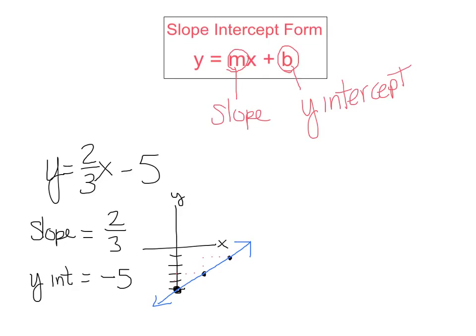Okay, let's try another example. But this one I'm not going to give it to you in slope-intercept form.